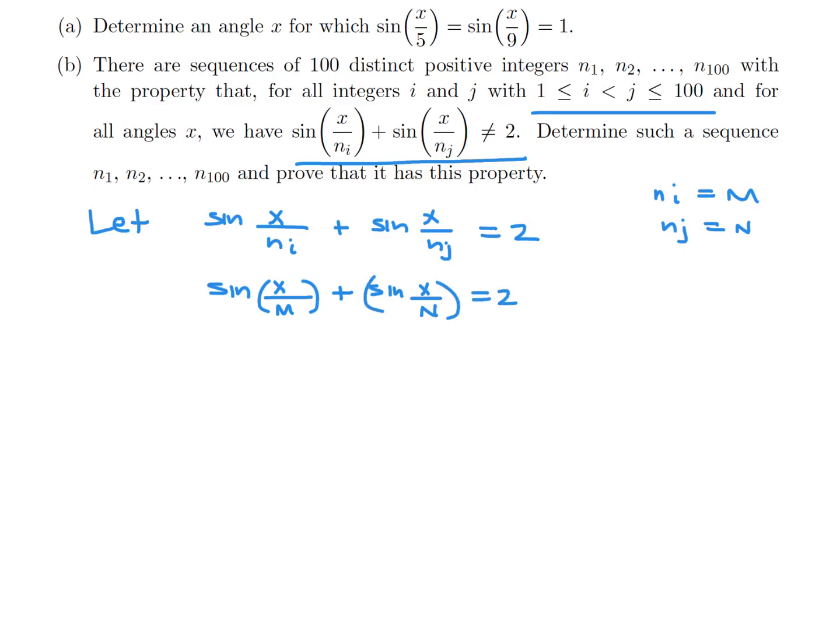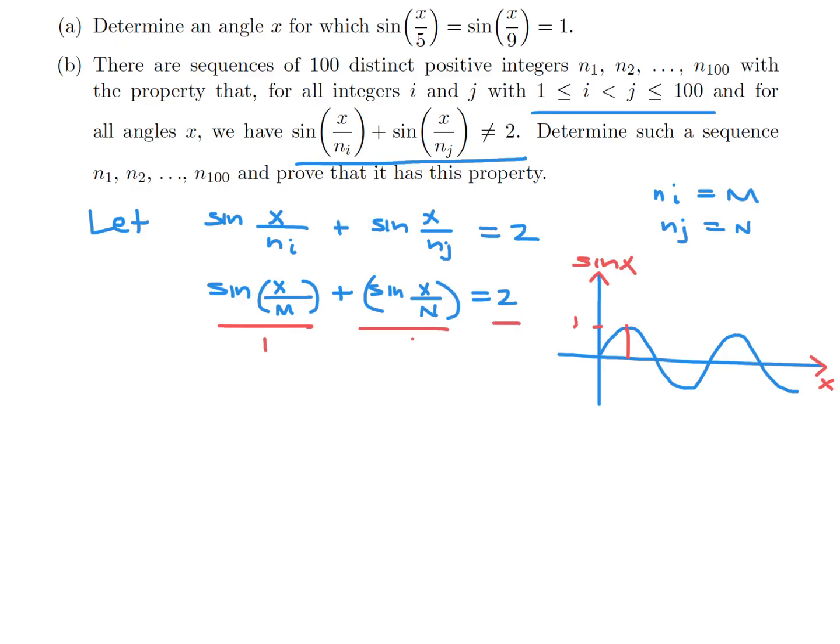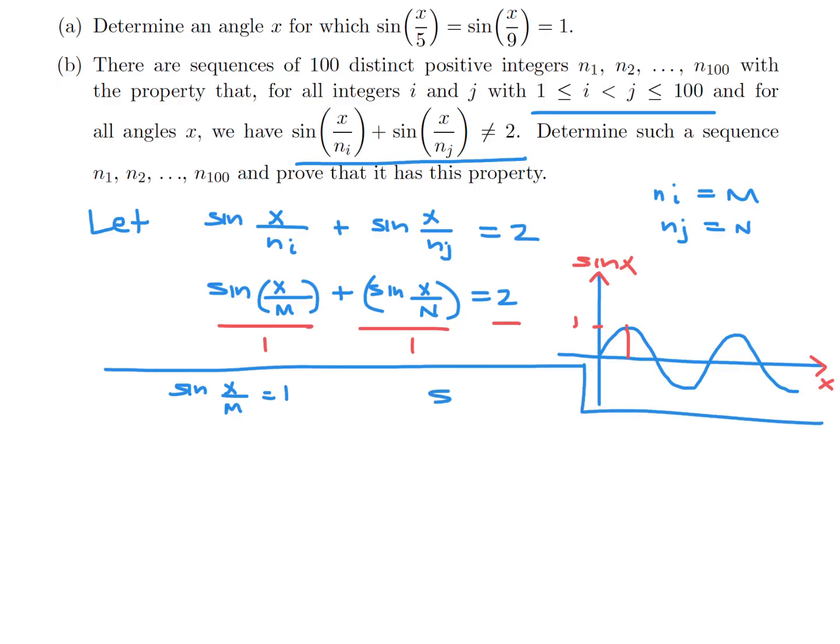and that equals 2. Now, you guys remember, I think I just talked about it, that the sine graph kind of goes up and down like this, right? Forever. And the maximum it can ever be, if this is x and this is the sine of x, is 1. So the only way that these two could add up to 2 is if individually they're both equal to 1, and therefore the sum would be 2. So that basically means that we have the sine of x over m would be equal to 1, and it means that the sine of x over n is equal to 1.